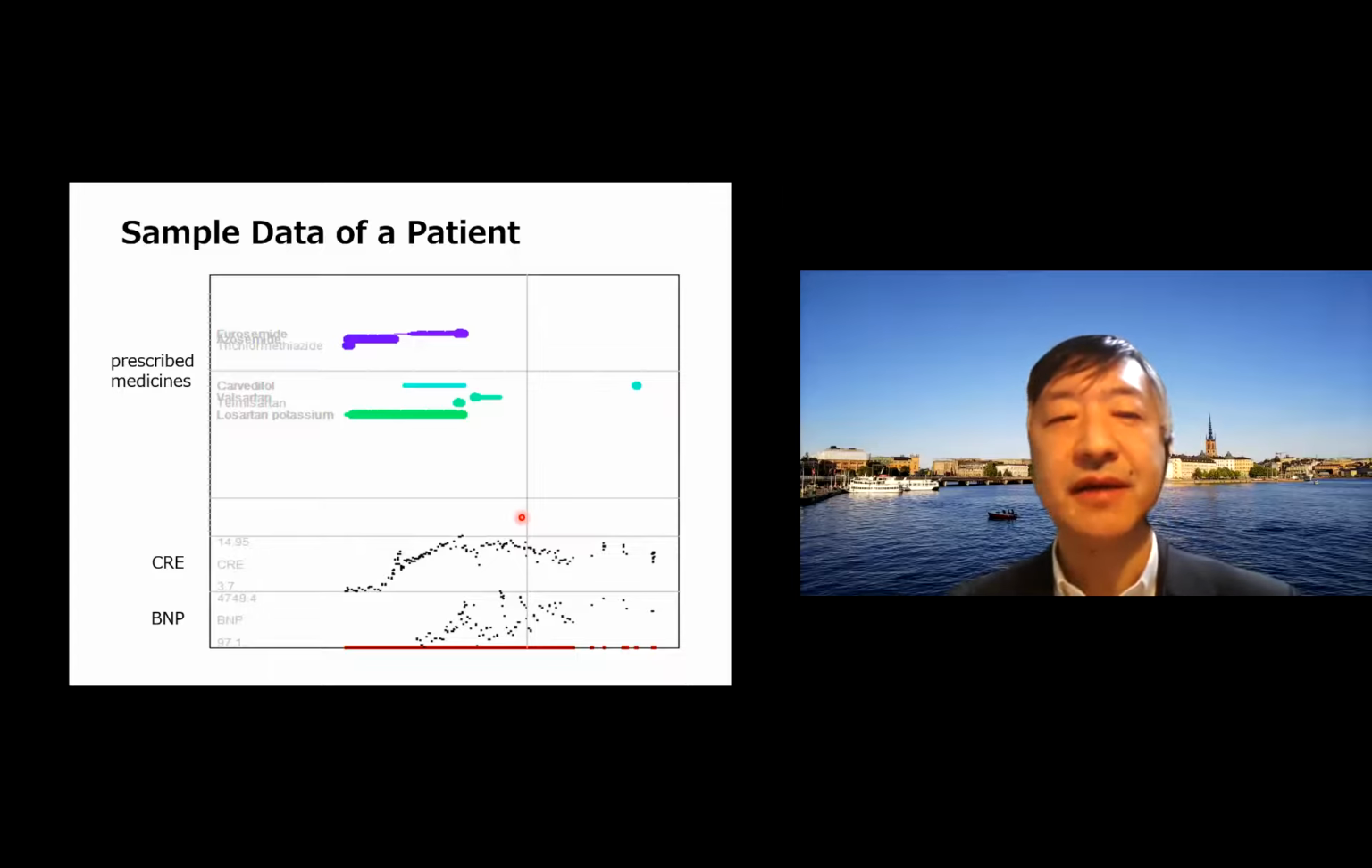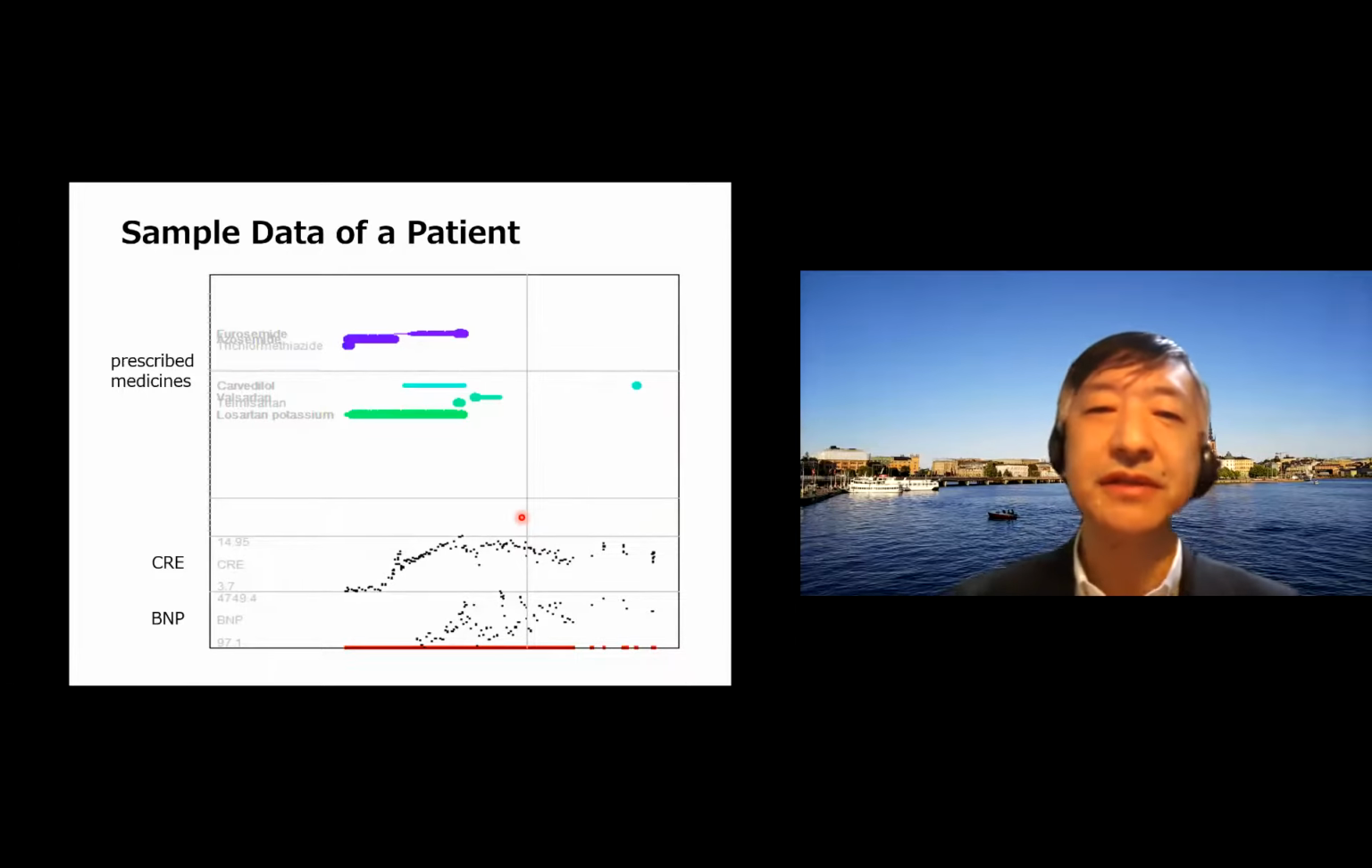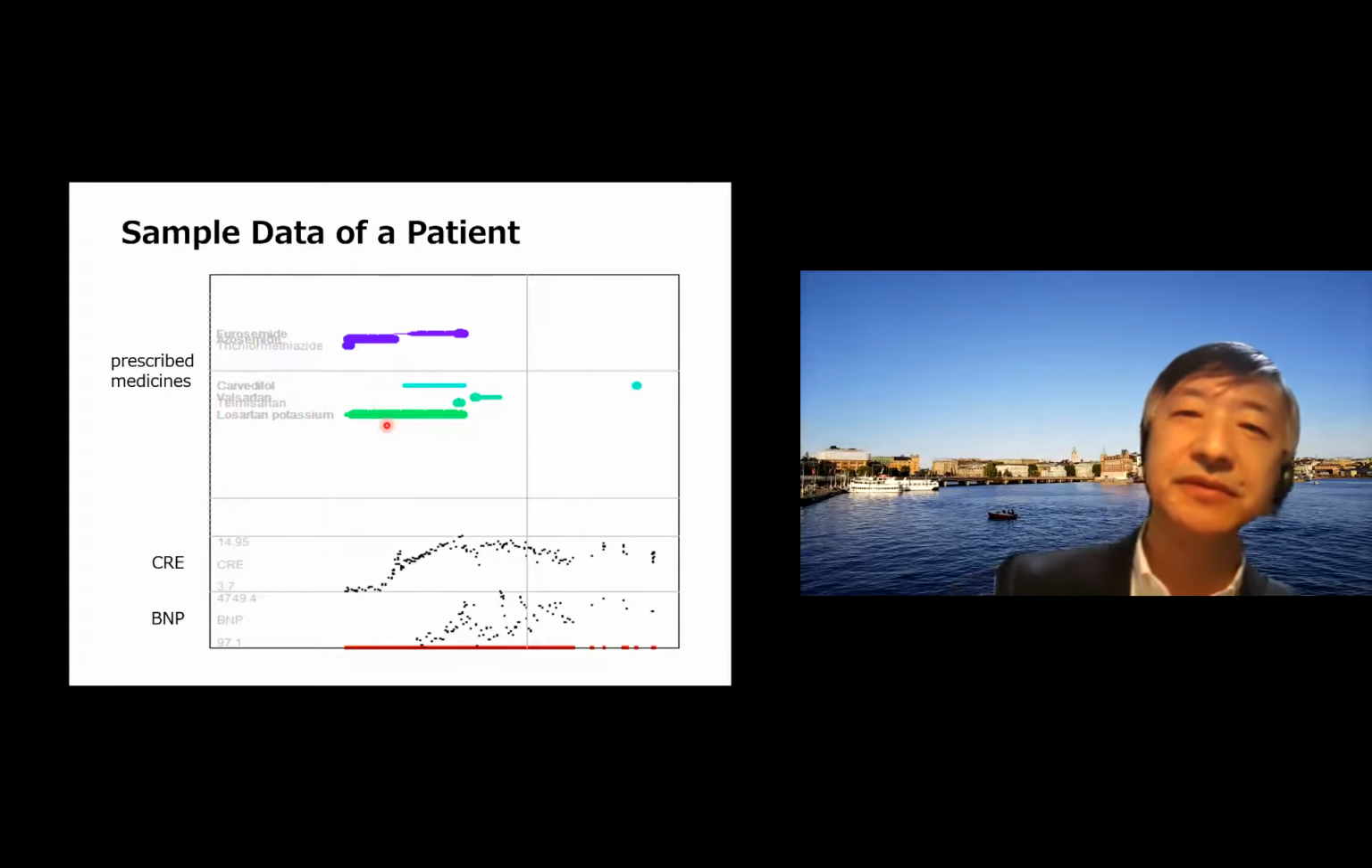So this is dummy sample data of a patient, and the longitudinal axis is time. Around this area you can see the value output of the medical examination. This is a creatinine value, and this is a BNP. And around here, you can see the prescribed medicine or dosage of medicine. Each color corresponds to some type of medicine, and the width of the bar shows the amount of the dosage.